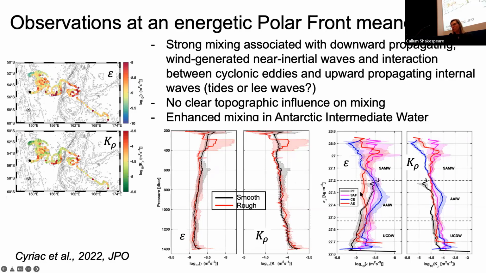Ajitha also divided up the floats according to dynamical regime, so polar front in blue, subantarctic front in pink, and cold core and warm core eddies in blue and red, and looking at them in different water mass layers. So one interesting feature that came out was the Antarctic intermediate water within cyclonic eddies had a much more amplified mixing than in other regimes.